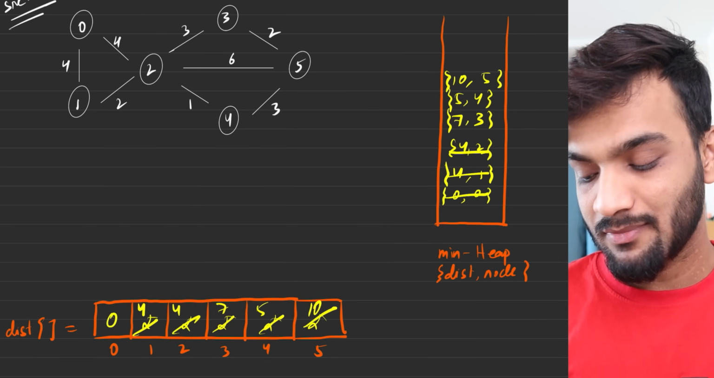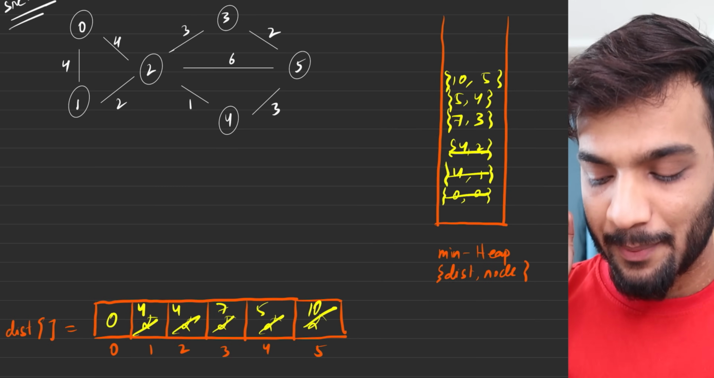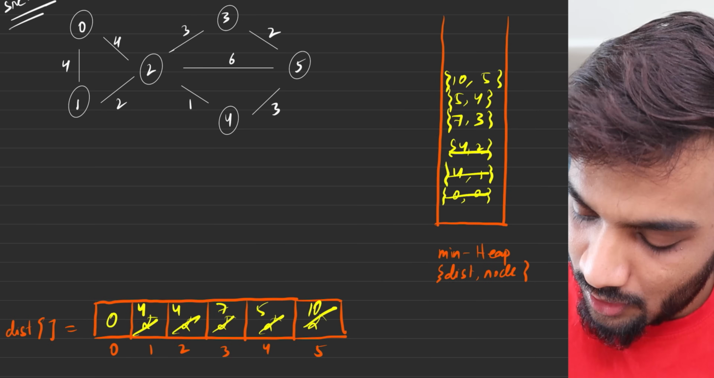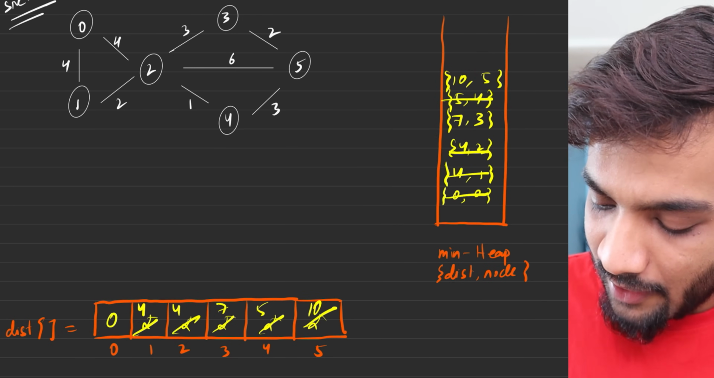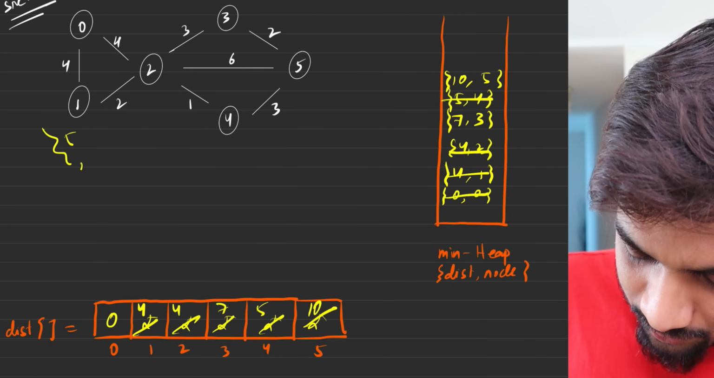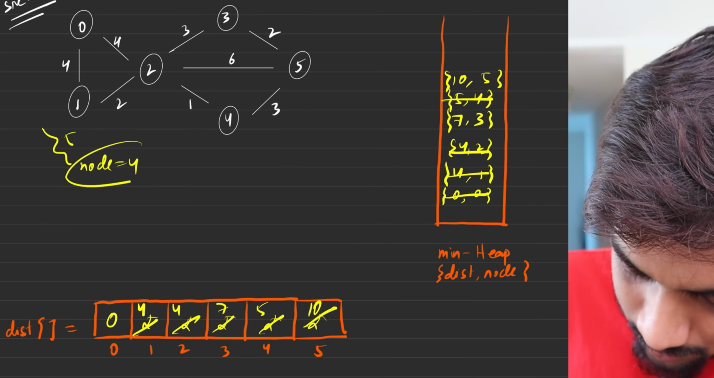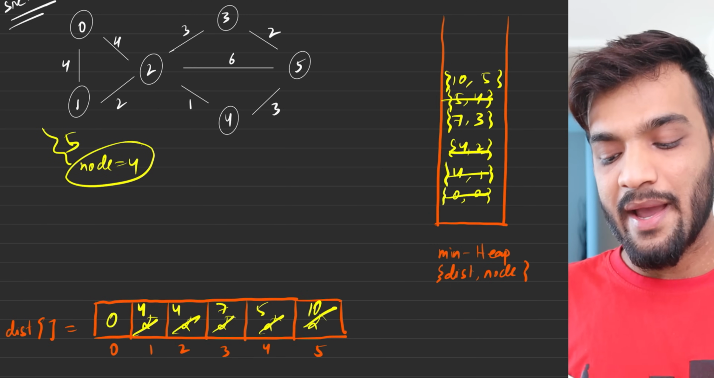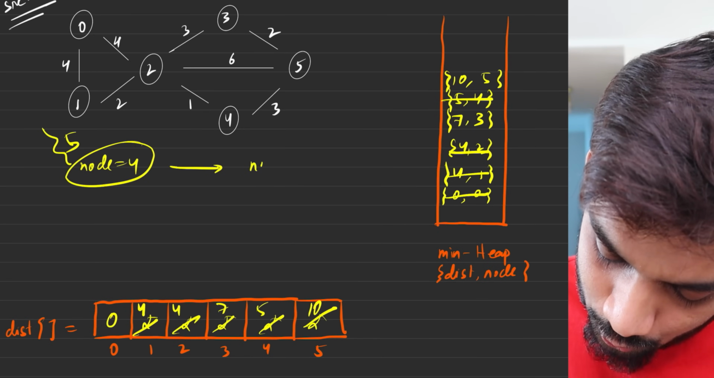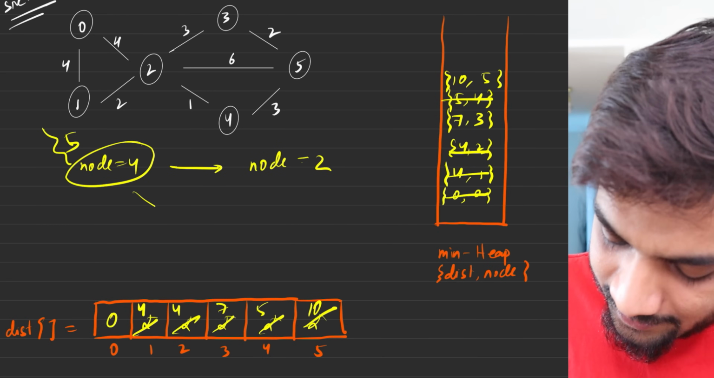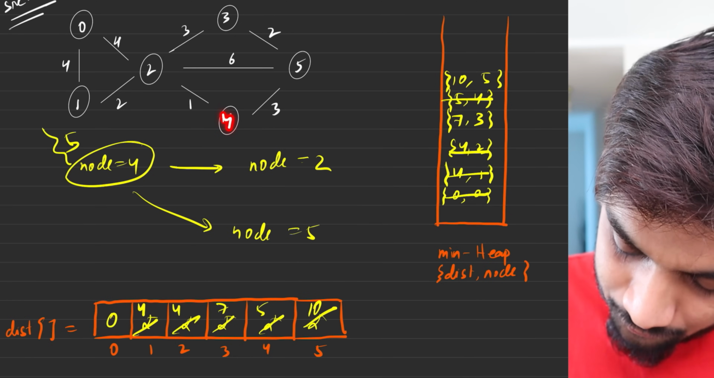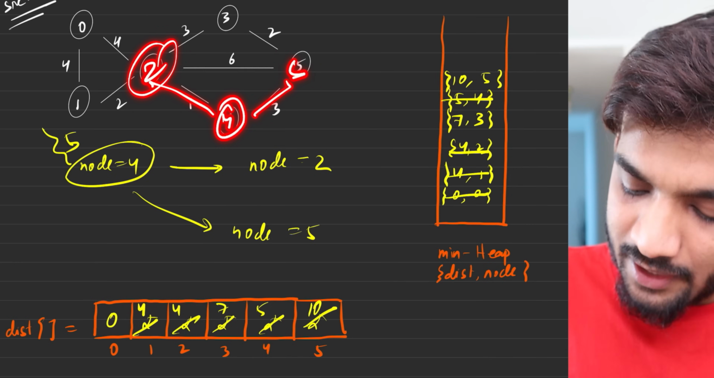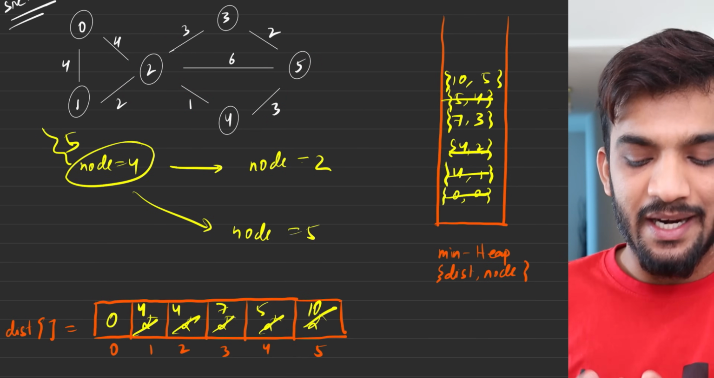What's the next step? Who is the topmost element in the priority queue or minimum heap? Get it out. There's 5, there's 7, there's 10. The 5 comma 4 will be at the top. So 5 at a node 4. Where can node 4 go? It can go to node 2 and it can also go to node 5. You can observe from 4 you can go to 2. You can go to 5. Easily figured out by the adjacency list.